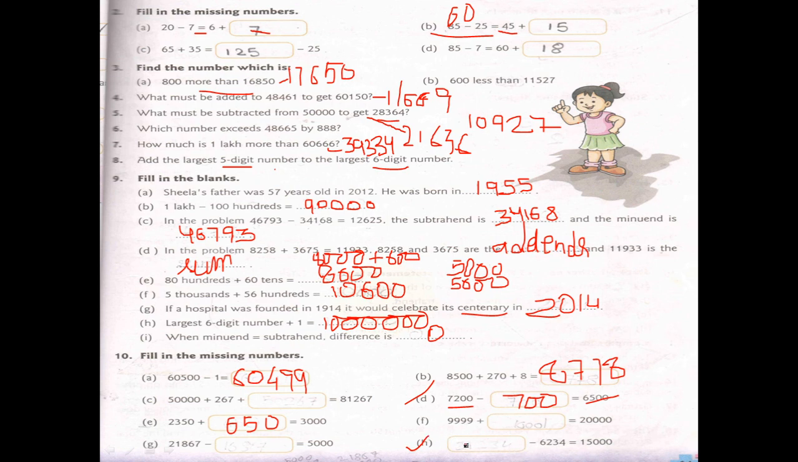Okay. Here for H, I am telling you about that one. Here the larger number you have to find, the smaller number and the difference were given to you. In that type of question you have to add these two numbers. 15,000 plus 6,234. So that one is 21,234.